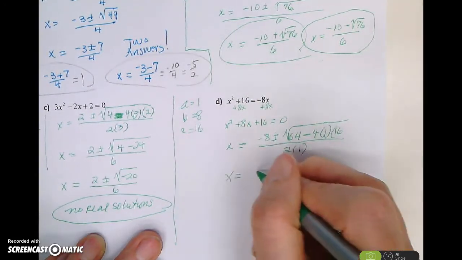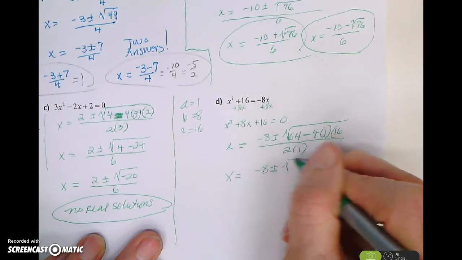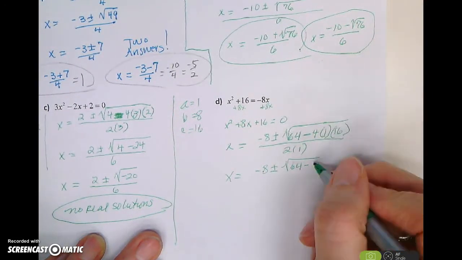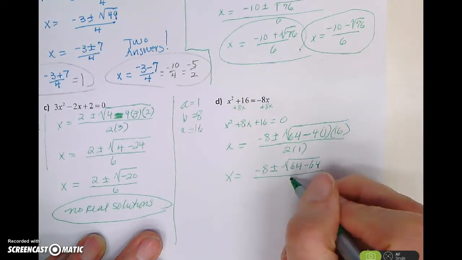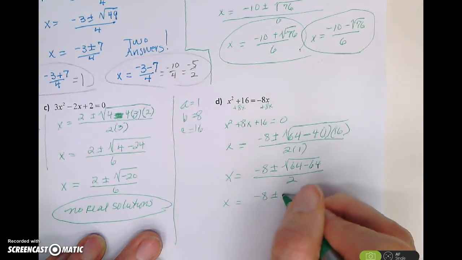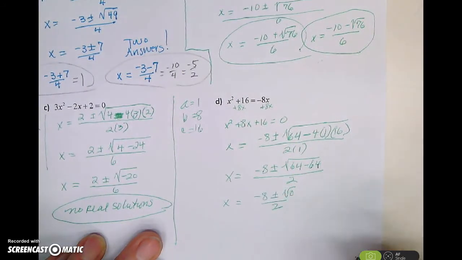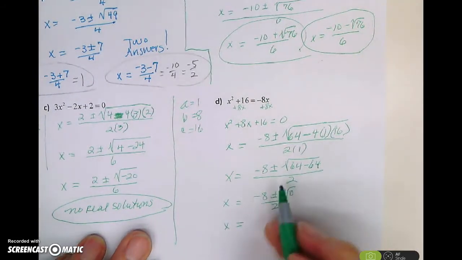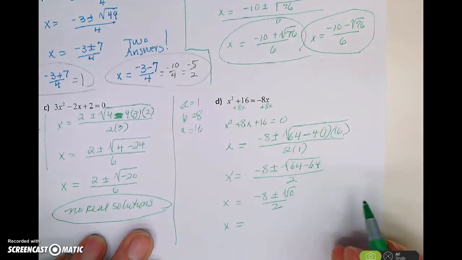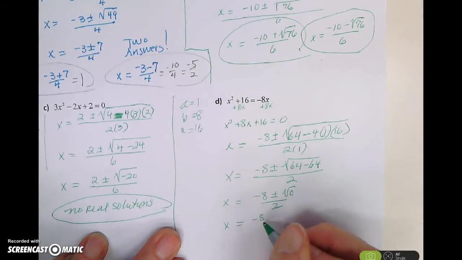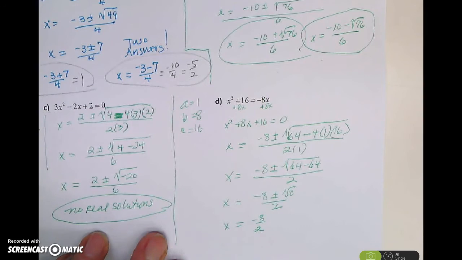So x is equal to negative 8 plus or minus the square root of 64 minus, and when I multiply this out, I get 64, over 2. So x is equal to negative 8 plus or minus the square root of 0 over 2. And the square root of 0 is 0. So negative 8 plus 0 is negative 8. Negative 8 minus 0 is also negative 8. So I am just coming up with both the plus and the minus with the same result.